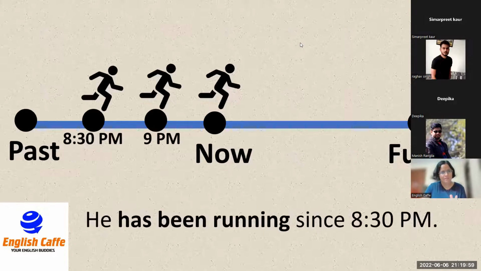But if we want to talk about the continuity of an action for some time, then we use this tense. Then we say, like in this picture, you see that this guy started running at 8:30 and this guy is still running. So in such a situation, we'll say he has been running since 8:30.